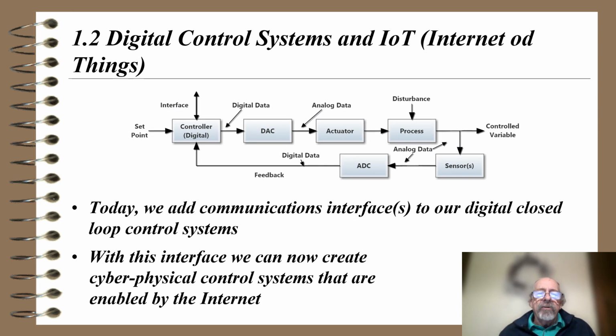Again, here we show this new line into the controller, and it's bidirectional, notice, so that's an interface connection. So today we add communications interfaces to our digital closed loop control systems. With this interface we can now create cyber physical control systems that are enabled by the internet. And we'll talk about what cyber physical control systems are.